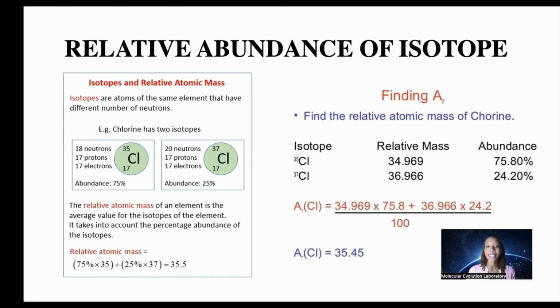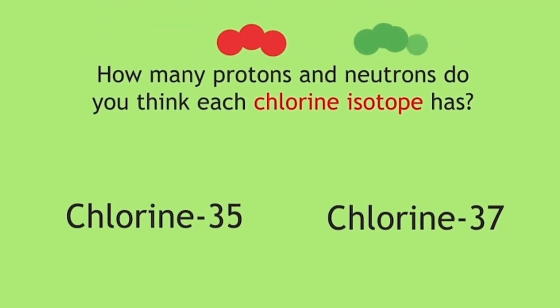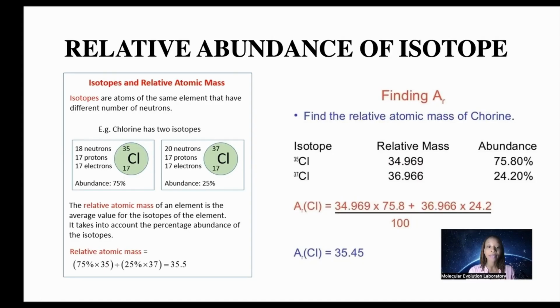Isotopes are atoms of the same element that have different numbers of neutrons, as we mentioned before. Chlorine, for example, has 2 isotopes. It has an isotope with an atomic mass of 35 and an isotope with an atomic mass of 37. So the relative abundance of isotope 35 is 75%. The relative abundance of isotope of chlorine 37 is 25%.